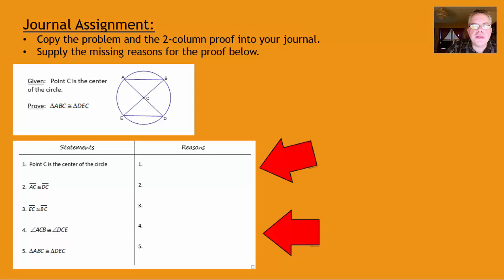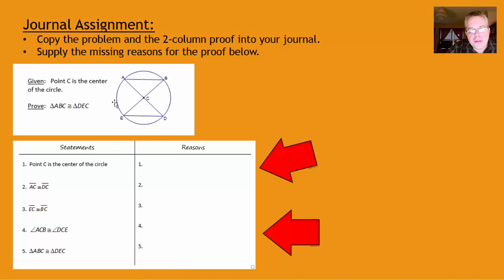Okay, here's your journal assignment. For this one, you still don't have to do the whole proof by yourself. We're going to practice that in class, and that takes a little time to get used to. But this much should be no problem. I want you to copy the problem statement, so copy the given and the prove, and copy the diagram here. Make sure you get all the points labeled. Then copy the two-column proof here, and then supply the reasons.